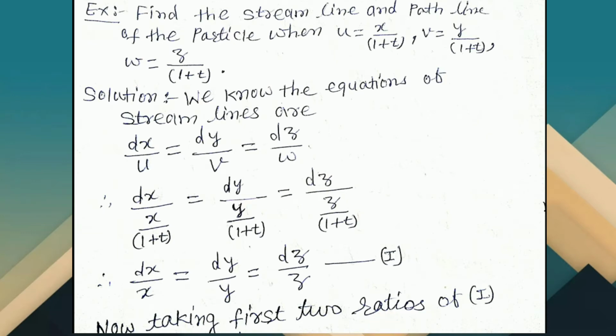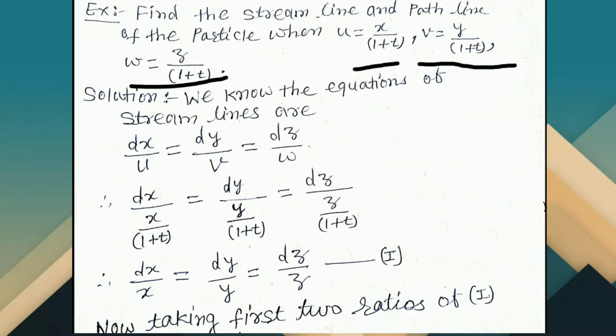Find the streamlines and path lines of the particle when u is equal to x upon 1 plus t, v is equal to y upon 1 plus t, and w is equal to z upon 1 plus t. We want to find the streamlines and path lines of the particle when we have this.